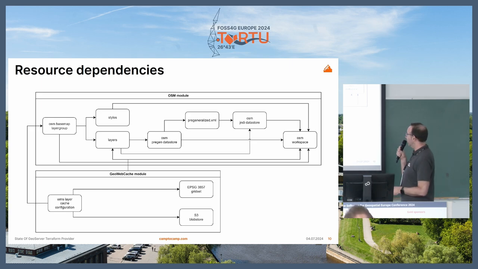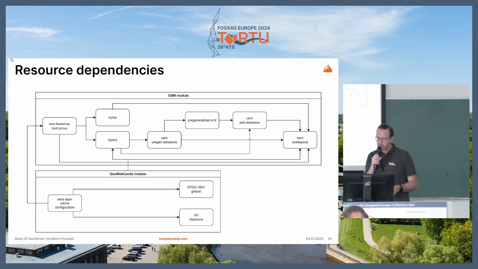Here we can see a sample of the module and how all the Terraform resources are glued together, so Terraform knows in which order to create and update the information. For the OSM module, we start with the workspace as a base. We have a JNDI data store which references the workspace and will be created after. We also use the pre-generalized data store, and we have a pre-generalized XML resource which is pushed with the REST API. The layer references the two data stores, so it will be created after.